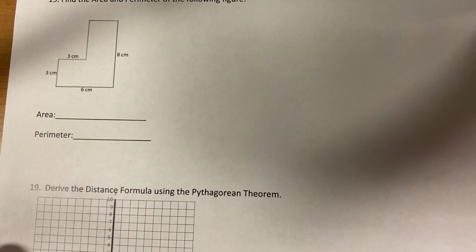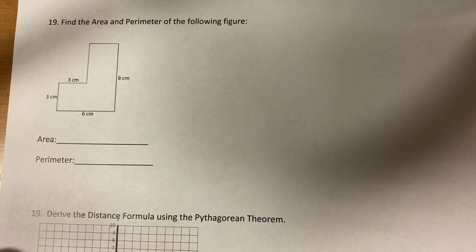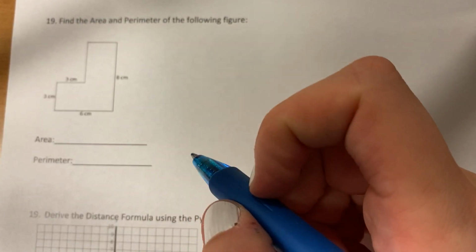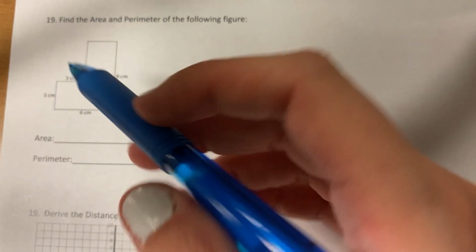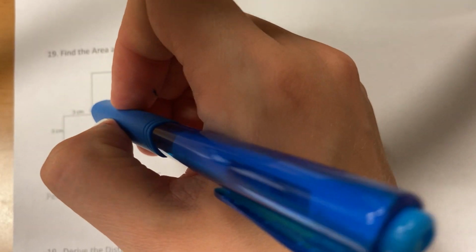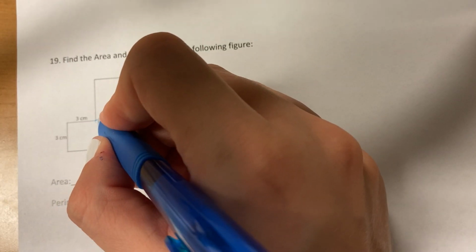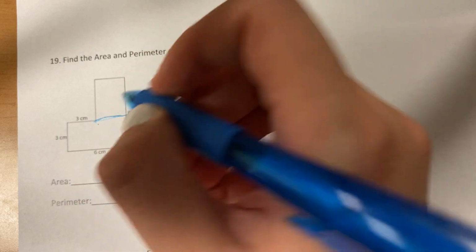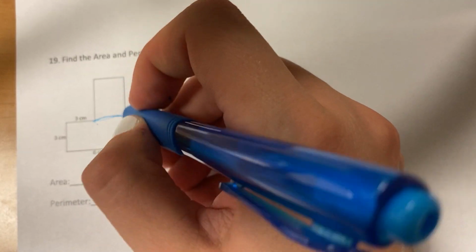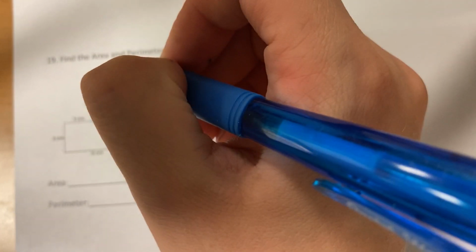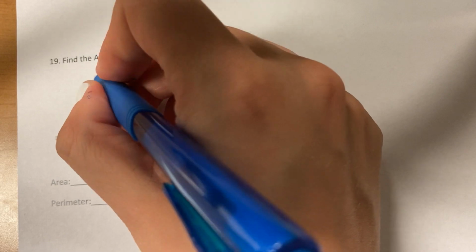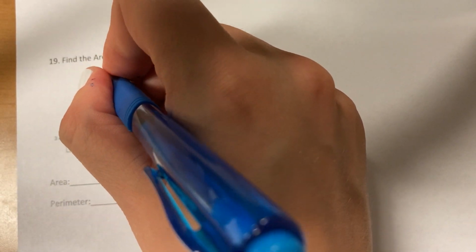All right, find the area and perimeter of this figure. So we know this is 3. Let's find the area first, actually. So let's go ahead and separate it. We need to know what this length is here. If this whole length is 8, this is 3, this length has got to be 5. And then to find this length here, we use 6 minus 3, which is 3.